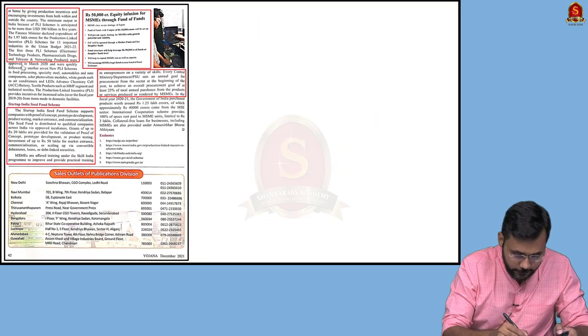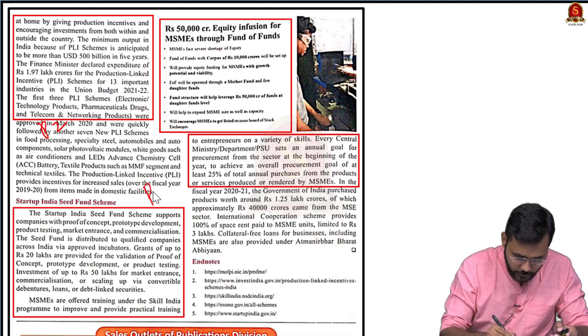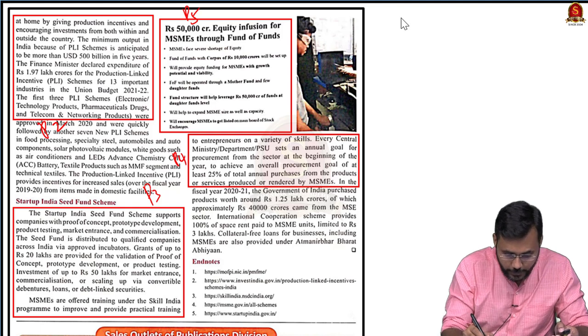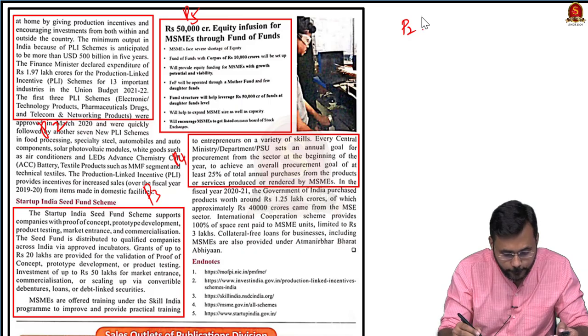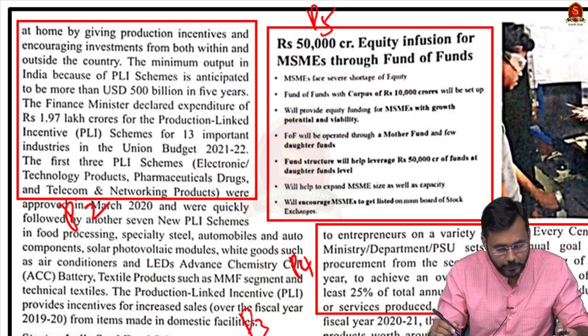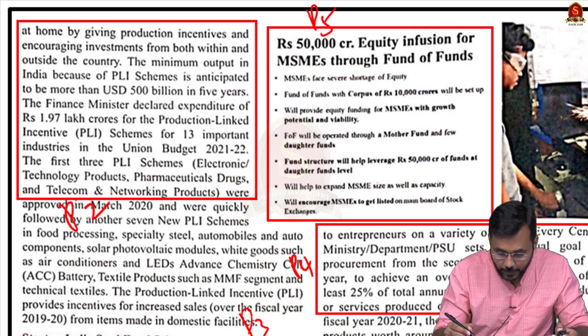So next is paragraph 2, 3 and 4, and we have paragraph 5. So in paragraph 2, in production linked incentives, they have given a target of $500 billion in the next 5 years to be reached under production capacity of India, that is minimum output. And also for that the government has allocated around 1.7 lakh crore, a financial allocation for the scheme.